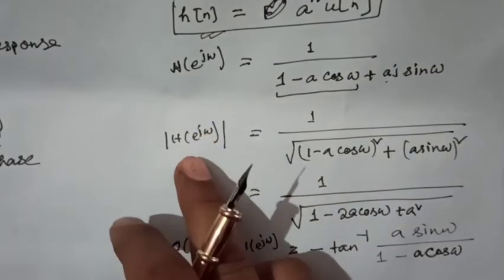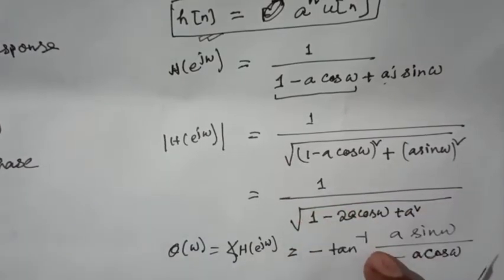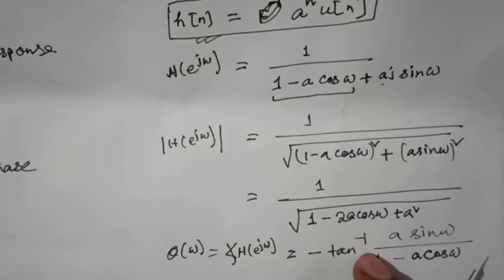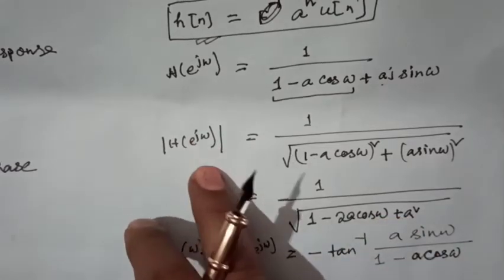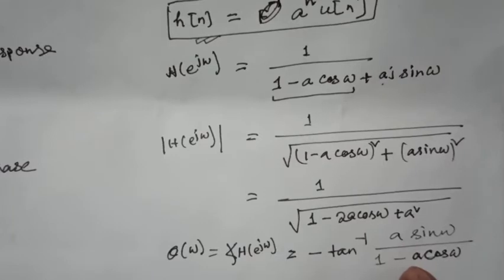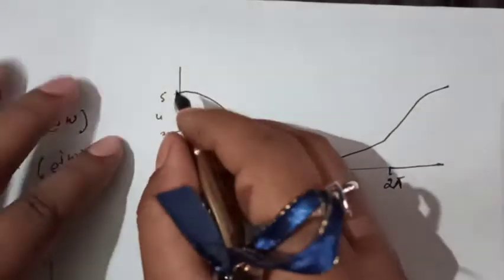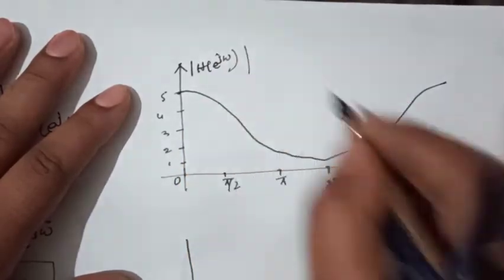Okay, now based on these two, that is magnitude is this and phase is this, we can now plot the magnitude spectrum and the phase spectrum for the given first order system. As I mentioned, the magnitude is even symmetric and the phase is odd symmetric, so we can evaluate only for 0 to pi. That means for different values of omega starting from 0 to pi, we can evaluate this magnitude and phase, and then plot it. So it will look like this. This is your magnitude response, magnitude of H of e to the power j omega, and this axis is omega.